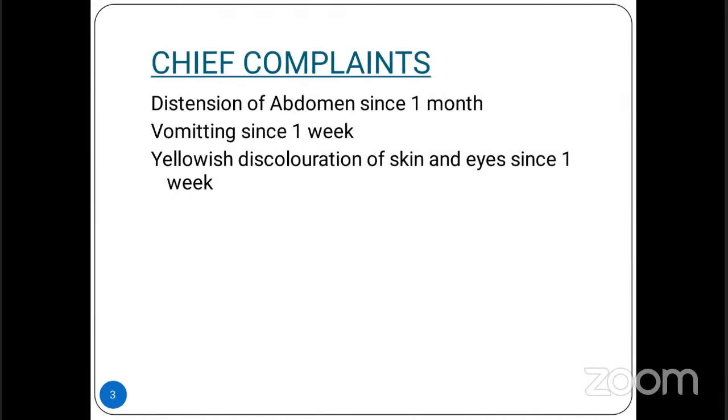Chief complaints include distension of abdomen since 1 month, vomiting since 1 week, and yellowish discoloration of skin and eyes since 1 week.